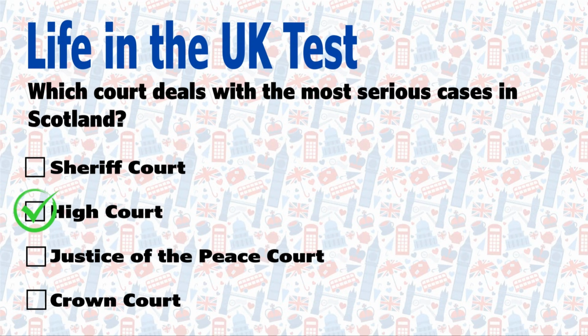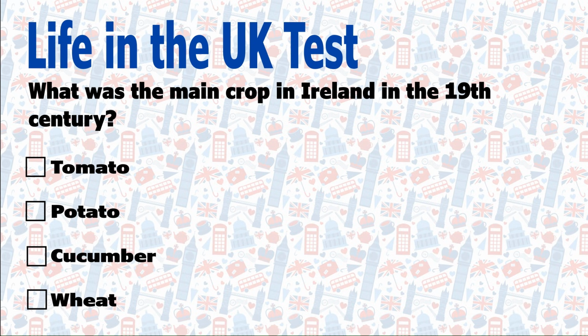What was the main crop in Ireland in the 19th century? Tomato, potato, cucumber, wheat. Potato. In the 19th century, many people in Ireland depended on potatoes as a large part of their diet. In the middle of the century the potato crop failed, and Ireland suffered a famine. 1 million people died from disease and starvation.